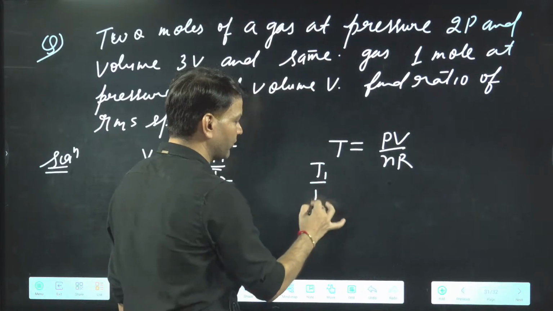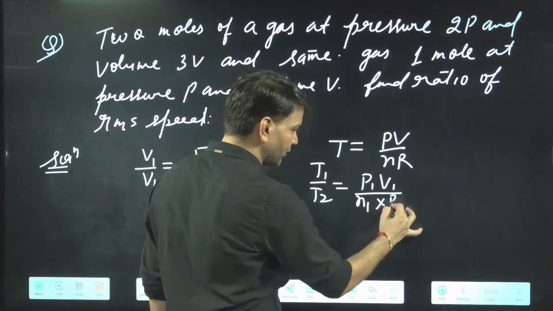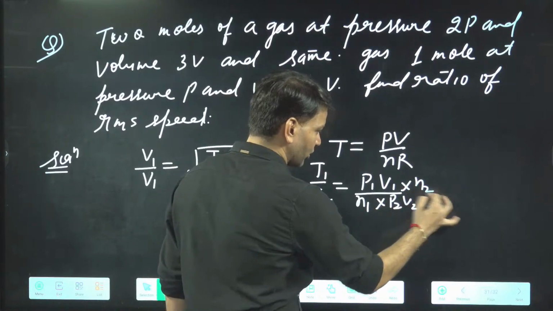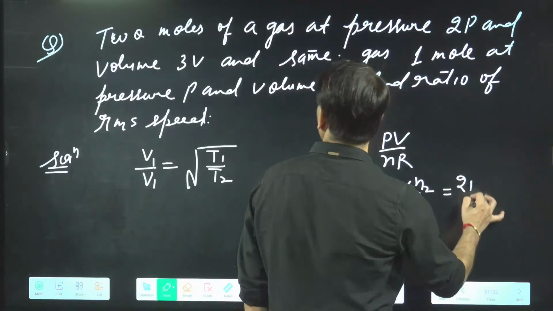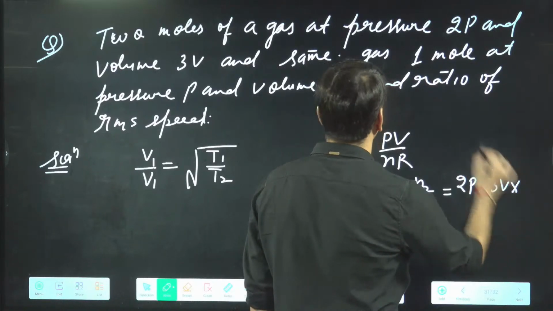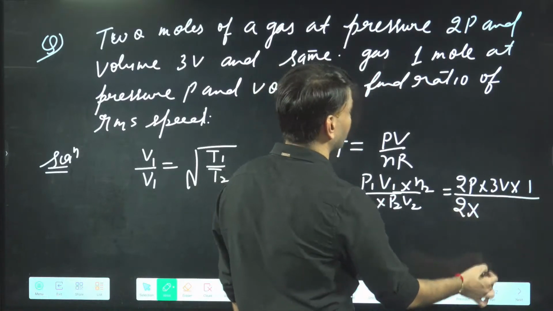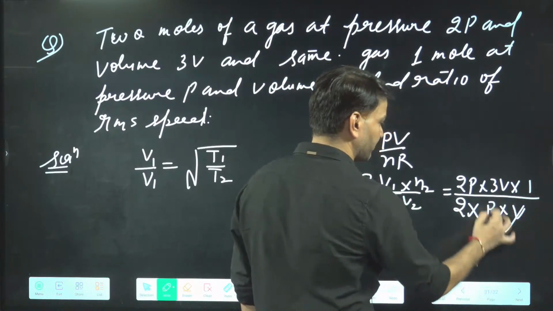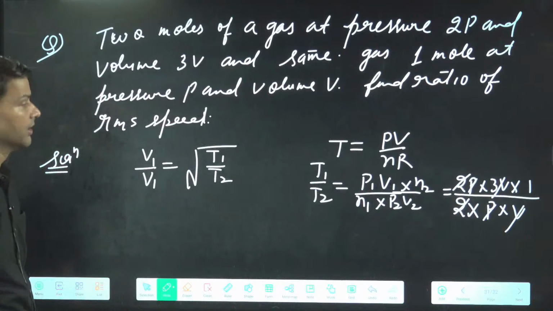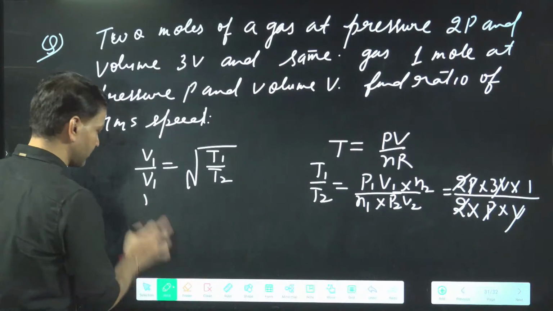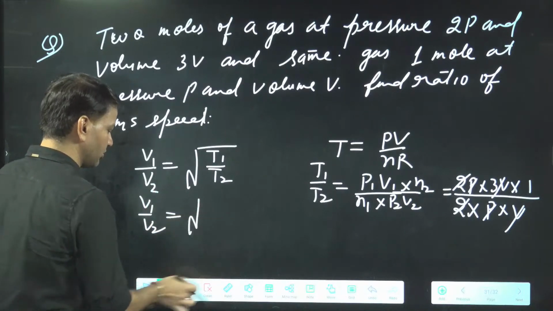So T1 by T2 we can write as P1V1 upon n1 into P2V2 by n2, because R is constant. Now P1, the initial pressure, I have given as 2P. V1 I have given as 3V, and the number of moles in the first case I gave 2, and in the second case 1. Final pressure P and volume V. So V and P cancel out, and this 2 and this 2 cancel out. So we got 3. So T1 upon T2 is 3. So V1 by V2 what you will get? Root 3 is to 1.